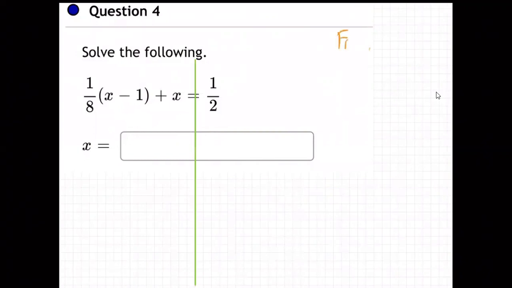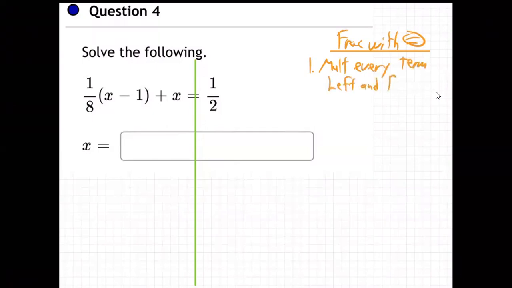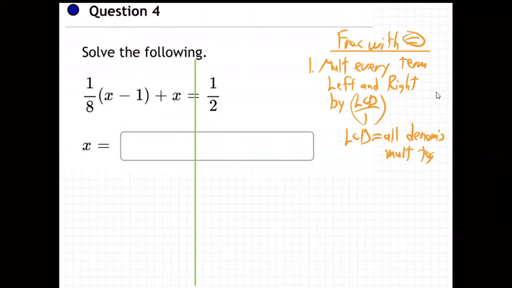So when you have fractions with an equal sign, what are you supposed to do about that? Number one, you multiply every term, left and right, by the LCD over 1, and the LCD equals all denominators multiplied together, but no repeats.